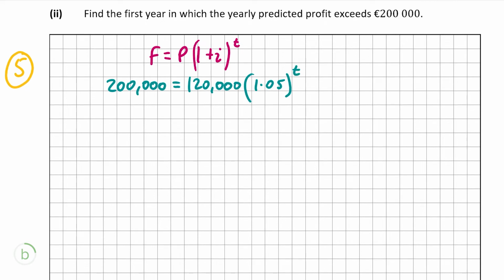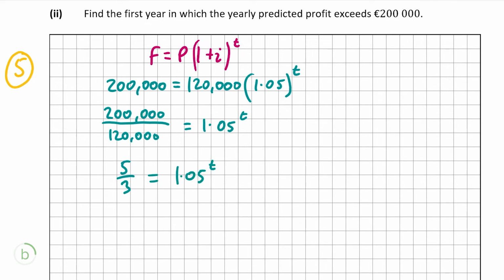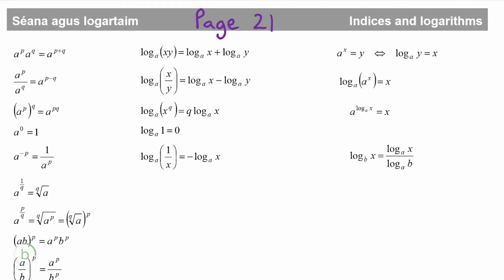Well, the first thing is I'm going to divide both sides by 120,000. So that'll give me 200,000 over 120,000 is equal to 1.05^t. So 200,000 divided by 120,000 is 5 over 3. So then we get 5 over 3 is equal to 1.05 to the power of t. Now be careful here, when the variable is in the exponent like it is here, you're going to have to use logs, as we have a logarithm rule, and I'm going to show you it now on page 21 of your formula and tables book.